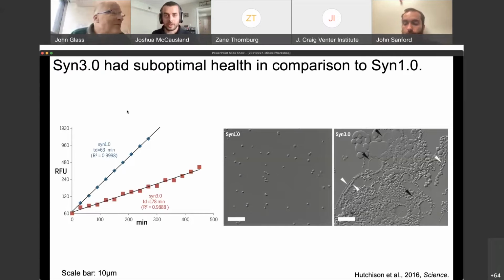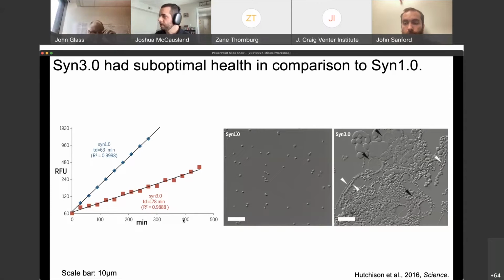So, as we all have seen several times by now, from developing Syn 1.0 to Syn 3.0, you can see that it went from having a very small and homogeneous phenotype to one where you had cells that are both small and large, and they took longer to divide on average, from 63 minutes to 178 minutes in this original paper.